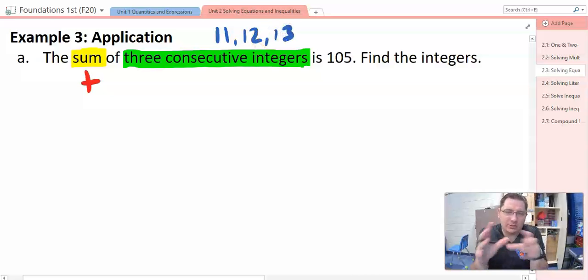Okay. Now, the answer to this is not 11, 12, 13. Don't think that that's the answer here, because it's not. Because if we add all those numbers together, right? Because that's what we're told to do. We're finding the sum of this, right?